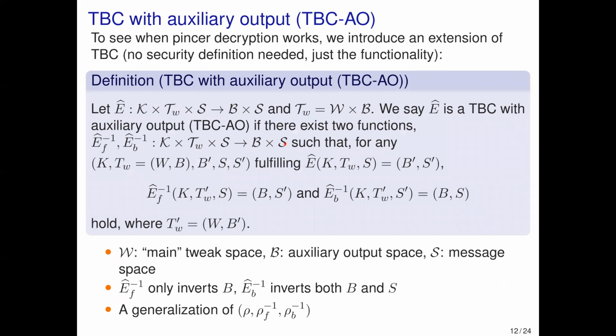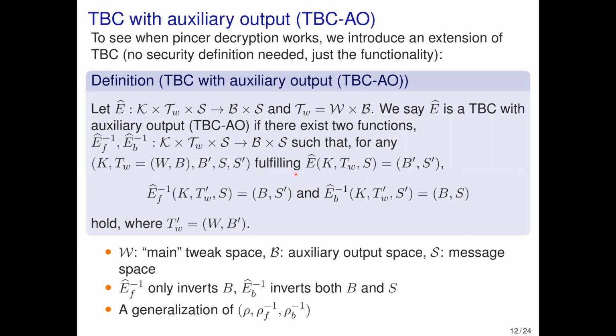To see when pincer decryption works, we need to introduce an extension of tweakable block cipher called tweakable block cipher with auxiliary output. We do not need the security definition for it because we introduce it just for functionality. The definition is here, and I'm not going into the detail, but this B value here denotes the auxiliary output, and the S denotes the message here.